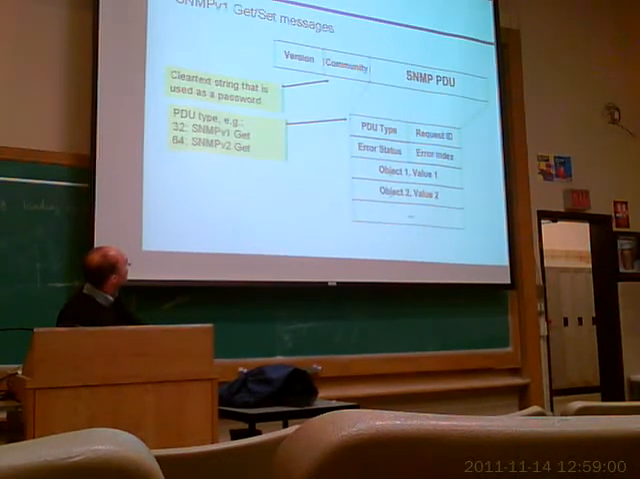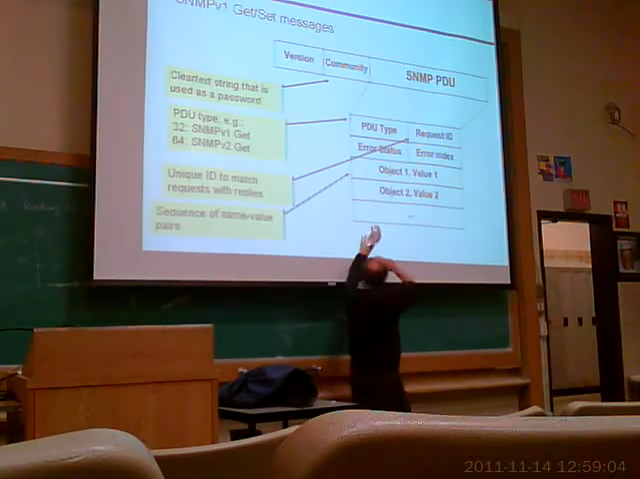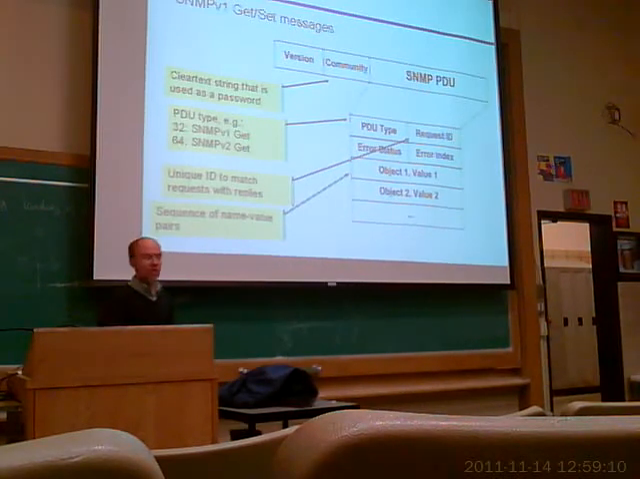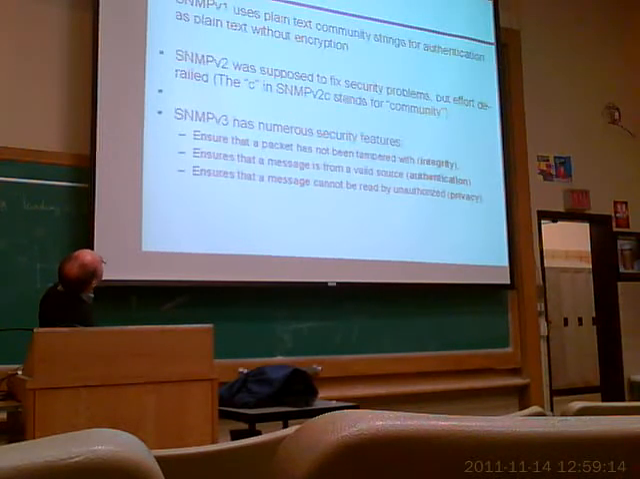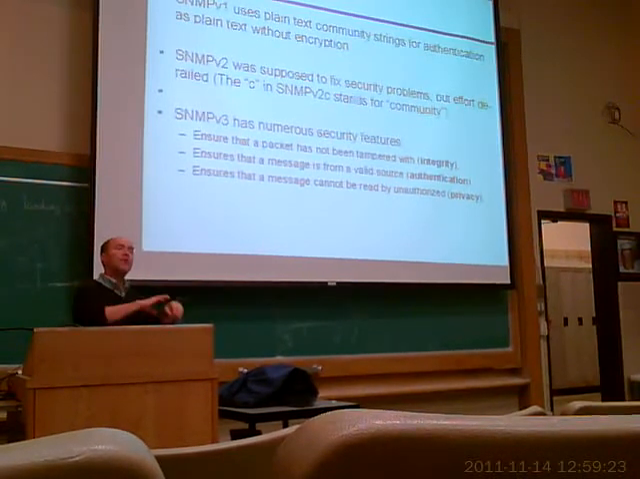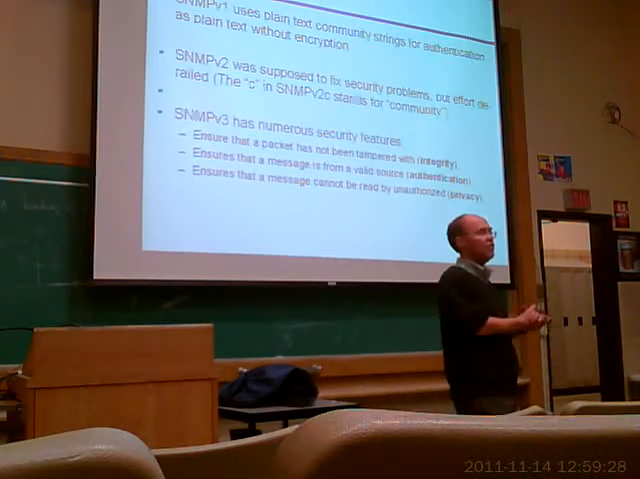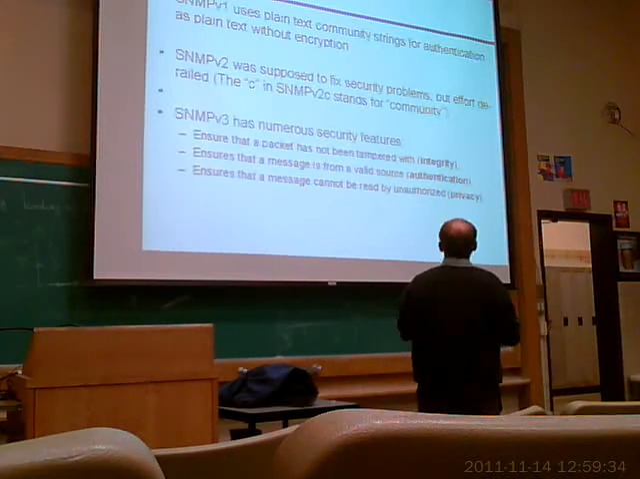All right, so different types of requests. And then one can give the object value. The object value is the object identifier with the value. There can be several of those sent in a single query. So about security, it's plain text with community strings. SNMP version 2's primary mission was to add security to SNMP, but it didn't do it. So the C standard, the community string.